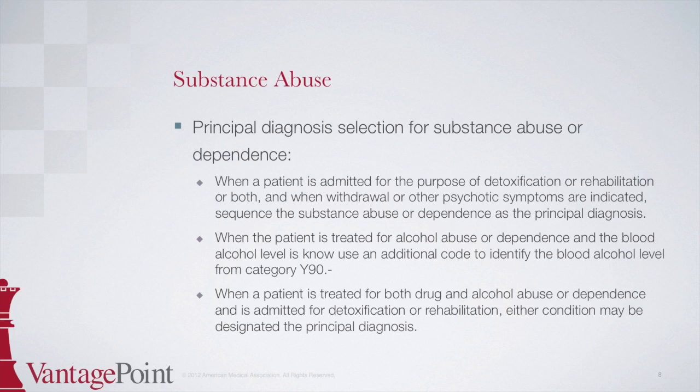For sequencing of substance abuse or dependence codes, if a patient is admitted for detox or rehab, or both detox and rehab, and withdrawal or other psychotic symptoms are also documented, the substance abuse or dependence should be coded first. If you know the blood alcohol level, a code from category Y90 should follow. If the patient is admitted for both drug and alcohol abuse or dependence, either condition may be coded first.